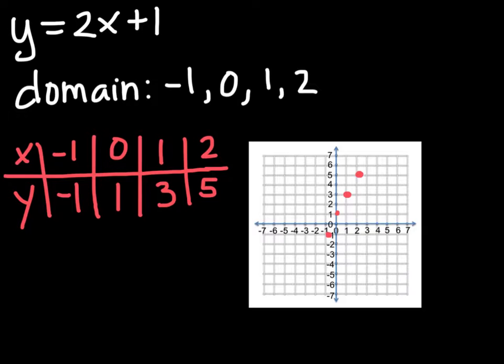This is a discrete function with 4 specific data points. The range of this function, remember range is our set of y values, is going to be equal to -1, 1, 3, and 5. Let's work another example.